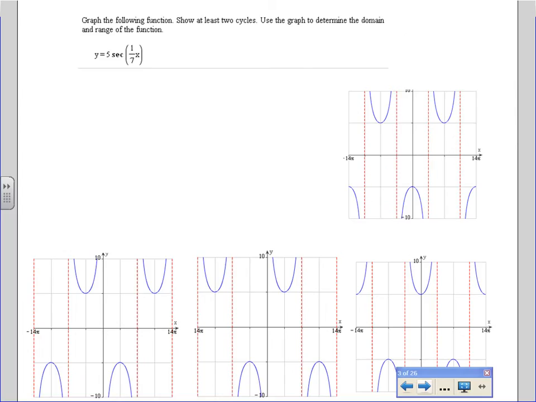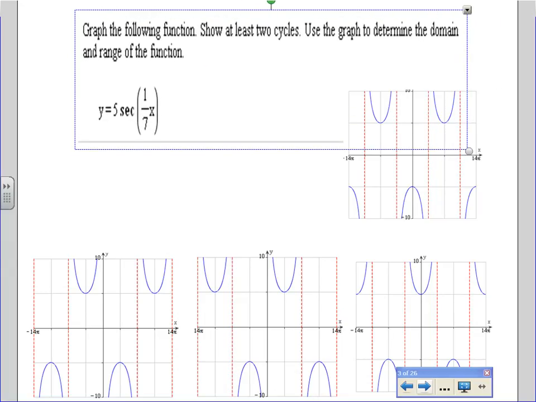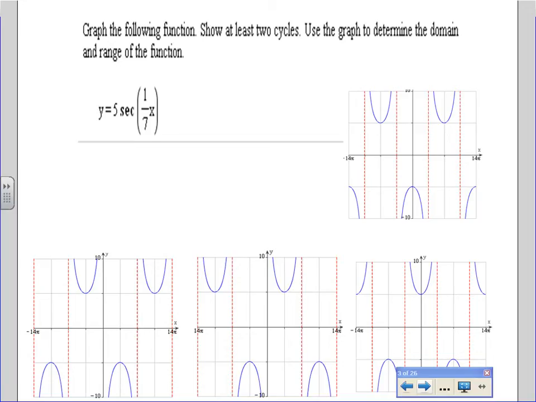Okay, next one, we've got a graph here. Let me blow this up a little bit. Okay, so we're going to graph 5 times the secant of 1/7 x. First, let's establish what the period is. The period is equal to 2 pi divided by omega. Omega there is 1/7. So this would be equal to 2 pi times 7, which would be 14 pi. And so 14 pi is what it's going to take to make a full cycle.